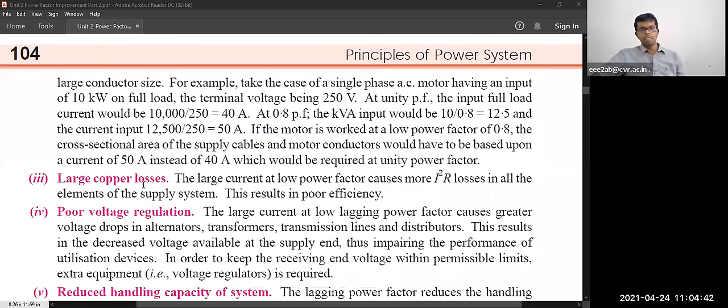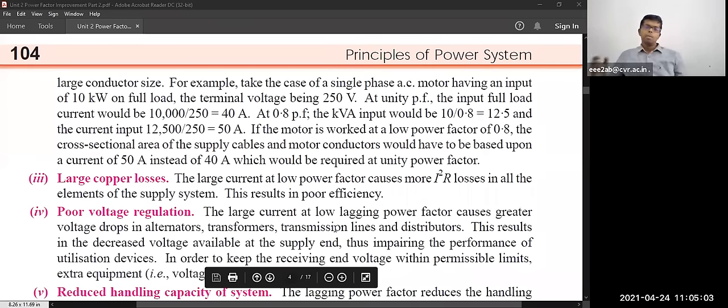Next is larger copper loss. Larger current at lower power factor causes more I squared R losses, that is, heat losses, in all the elements and equipment of the supply system. This results in poor efficiency.